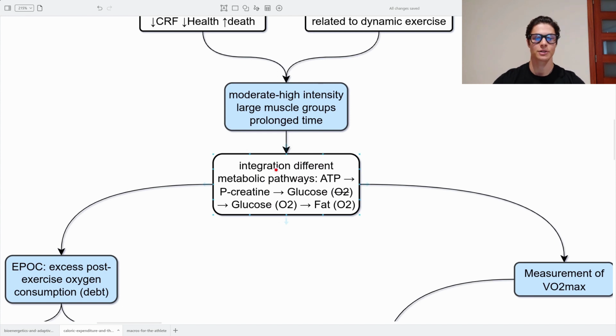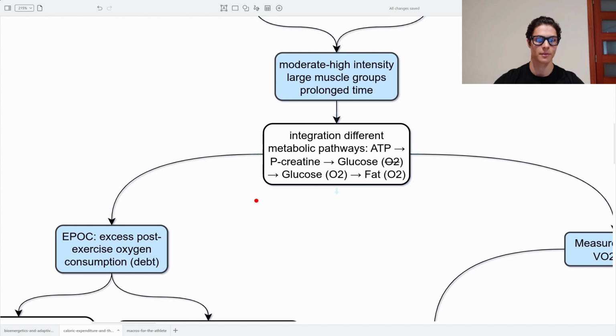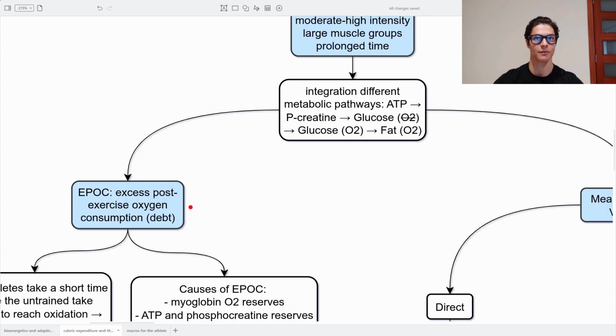And there is also an integration of different metabolic pathways: ATP, phosphocreatine, anaerobic glucose, aerobic glucose, and fat oxidation as well. And here we find the concept of EPOC, the excess post-exercise oxygen consumption, also called the debt. Why the debt? Because this is post-exercise oxygen consumption due to an earlier oxygen deficit. When we start to exercise, we have a deficit in oxygen due to anaerobic metabolism, and after we finish the exercise, we consume oxygen to compensate for that initial deficit.